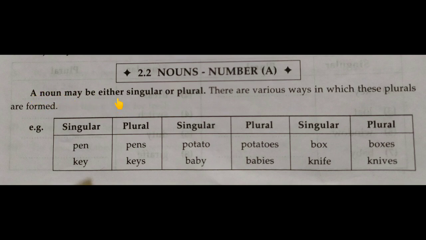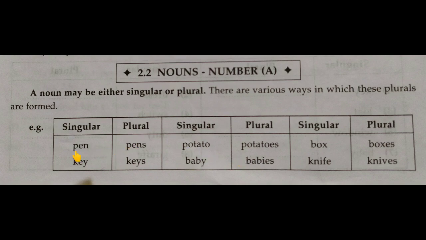A noun may be either singular or plural. There are various ways in which these plurals are formed. So, nouns may be singular or plural, and there are various ways in which the singular noun is formed as a plural noun. So, here are some examples of singular and plural nouns. We will see that, and then we will see the difference between singular and plural nouns.